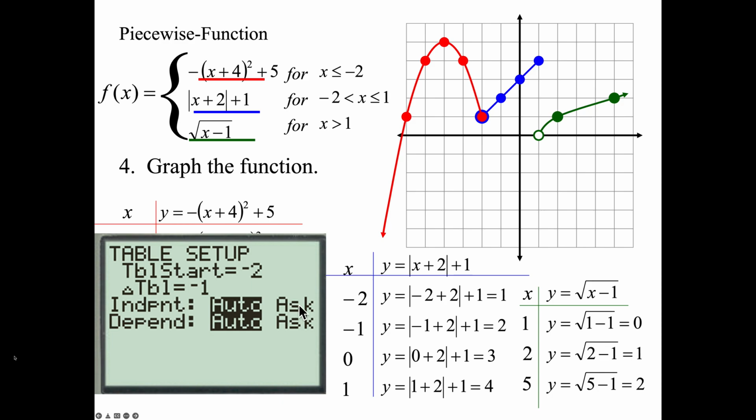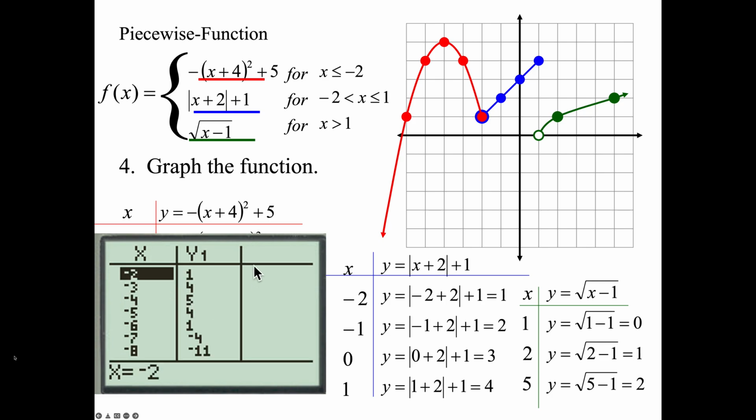You put it on ask, that means you have to put in the work and type it in, and I don't know any crazy person who'd want to do that. All right, now hit second graph, and it creates this table. All right, there's my -2, 1, -3, 4, -4, 5, -5, 6, -6, 1. I didn't do any number crunching. The calculator did it all.